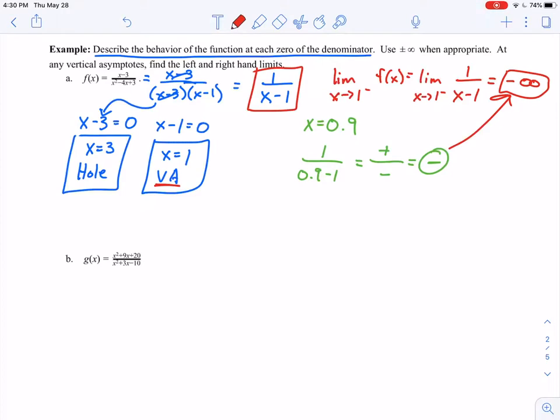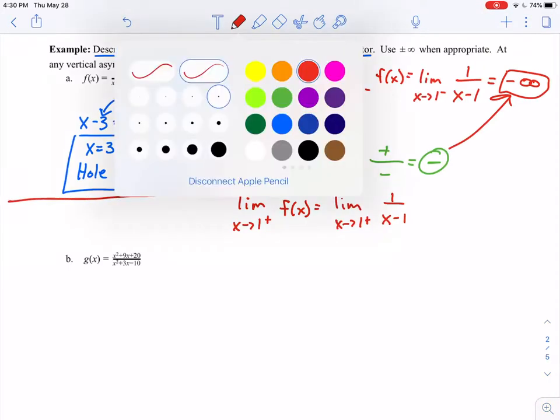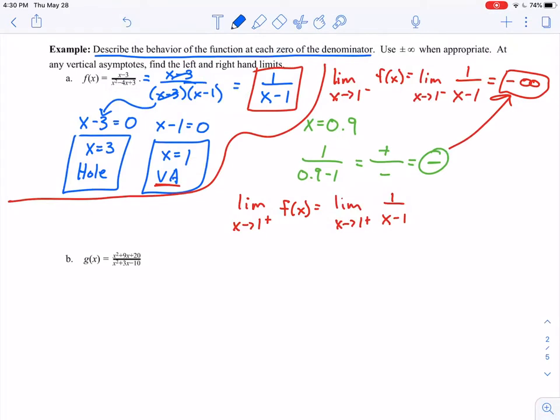We can evaluate the right-hand limit pretty much the same way here. Limit as x approaches 1 from the right-hand side of f of x. So we can use that simplified version. Limit as x approaches 1 from the right of 1 over x minus 1. So maybe this time let's do this. I'm going to pick a number that's very close to 1 on the right-hand side now. So I might pick, say, x equals 1.1, maybe 1.5, something along those lines.